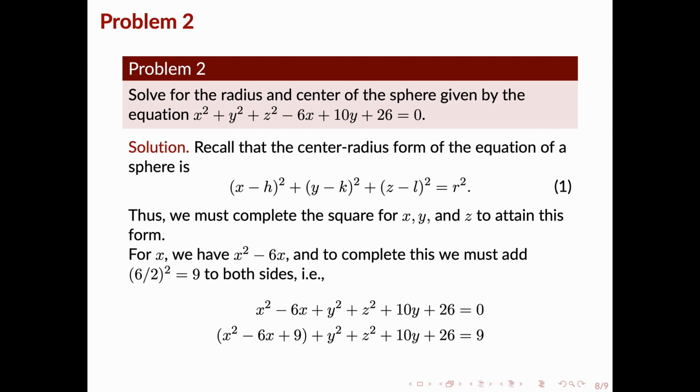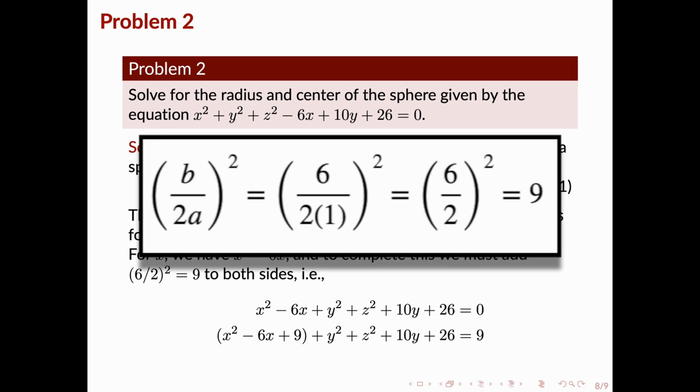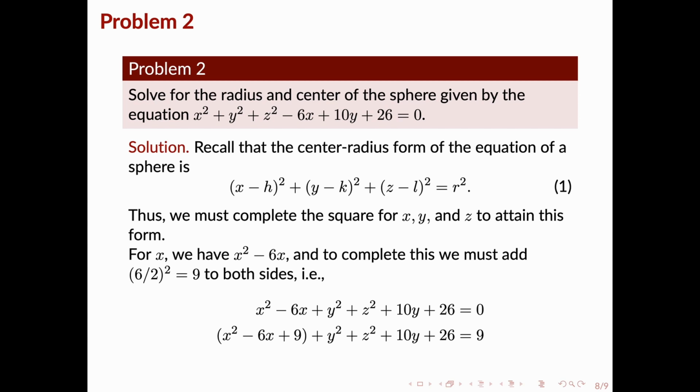For x, we have x squared minus 6x, and to complete this, we must add (6 over 2) squared or 9 to both sides. But where did (6 over 2) squared come from? This is a common method used for completing the square. The formula used to find the number that we must add to both sides is (b over 2a) squared. Now we substitute b to be 6 and a to be 1. So it becomes (6 over 2) raised to 2, which is equal to 9. Then we isolate x squared minus 6x plus 9 to be factored later.